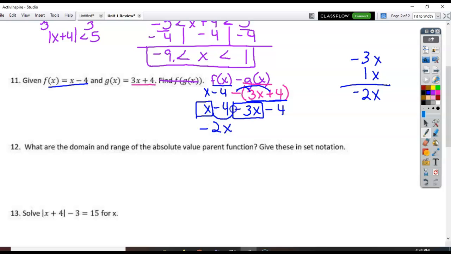Next thing is we're going to put this negative 4 with this negative 4, so negative 4 and negative 4. They have the same sign, so add them. 4 plus 4 is 8, and keep the sign. That right there is the answer to the subtraction.